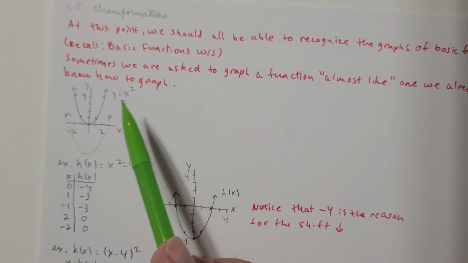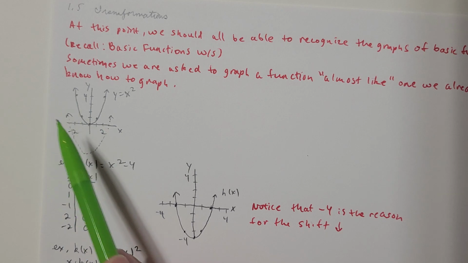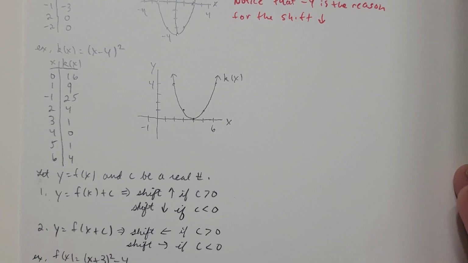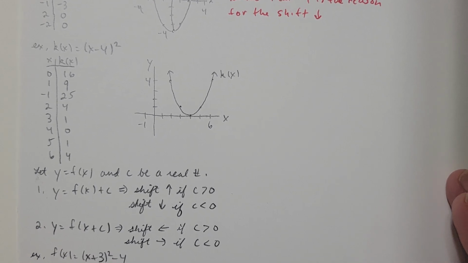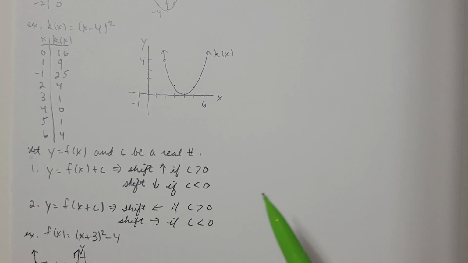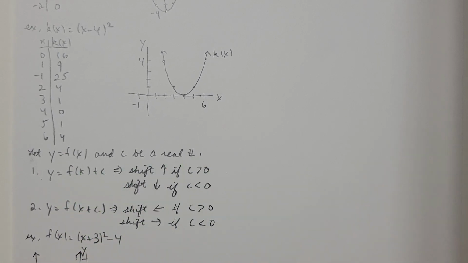Well, I'm going to go to the left 4 units and graph that parabola. Okay, so in general, here's what's happening. Let y equal f of x be a basic function. Here I'm using the square function. What I'm going to say next applies to any function, and c is a real number.